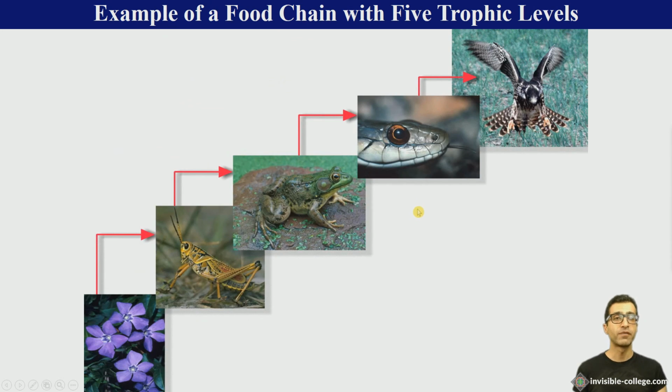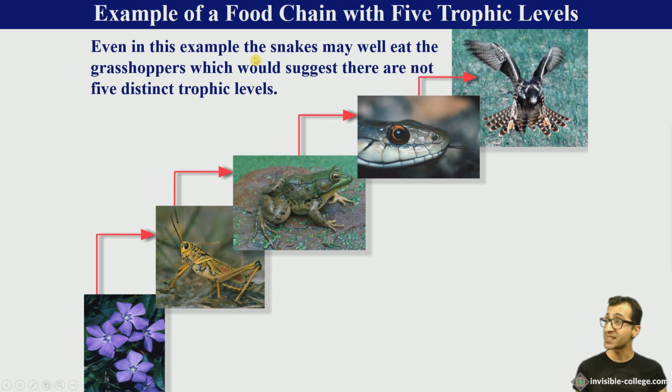So here's an example of a food chain with 5 trophic levels. This is about as far as it ever gets. Even in this example, the snakes may well eat the grasshoppers, which would suggest that there are not 5 distinct trophic levels.